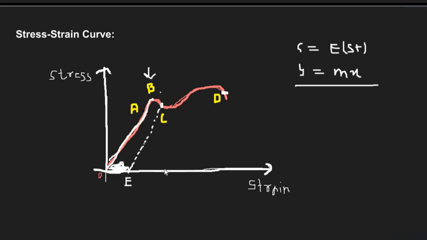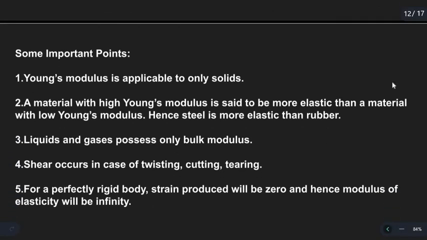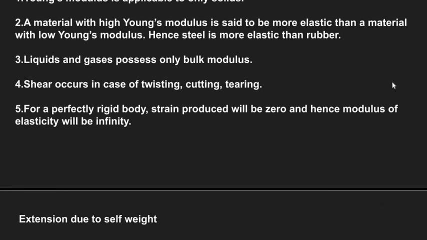And then again farther beyond C, the body just breaks. Okay, and the maximum stress at which the body breaks is called the breaking stress. Okay, so this was my stress strain curve. So I think it is clear. Next some important points. This will be the last part of today.